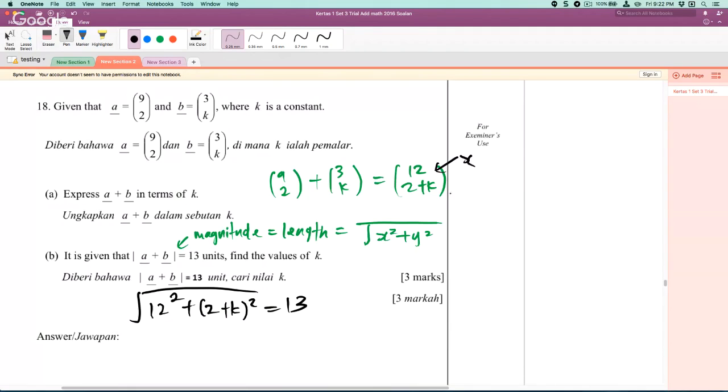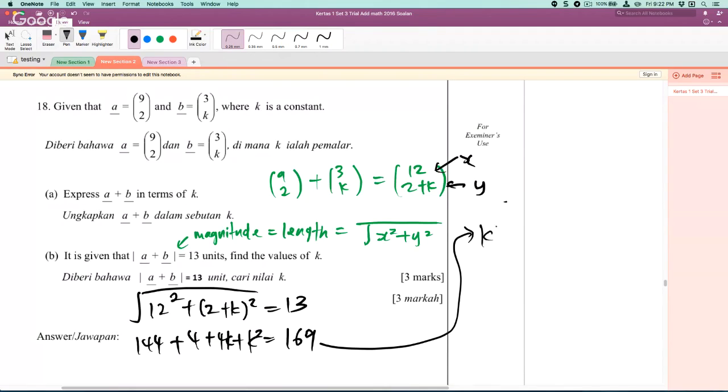Just assume this is x, the bottom one is y. So therefore, I move the square root to here. The other side is 13 squared, which is 169. This is 144 plus 4 plus 4k plus k squared. All right, I will just solve this equation over here. So I get k squared plus 4k, and 148 minus 169, so it's negative 21 equals to 0.